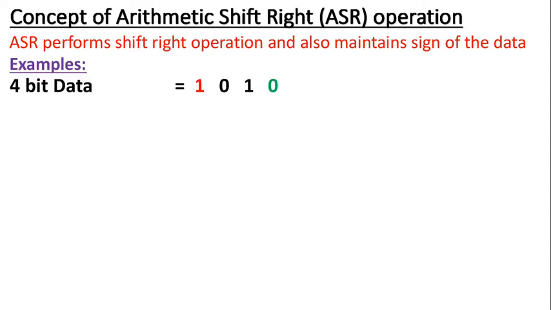So here are some examples in order to make the concepts very clear. Out of these, in the first example, suppose my 4 bits of data is 1010. I want to perform the arithmetic shift right operation on these 4 bits. Here is the direction of the shift right. That arrow clearly indicates left to right. Every bit will be shifted from left to right, just by 1 bit position.